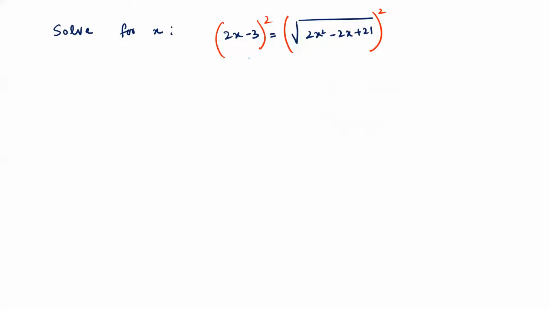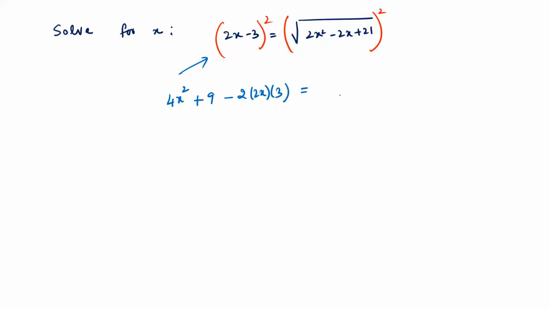Now what will you get here? What is on the left hand side? How should I go ahead with the left hand side? Ma'am, maybe we should expand it. Yes, we should use a minus b whole square. Krishna, expand 2x minus 3 whole square. Ma'am, 4x square plus 9. Yes.